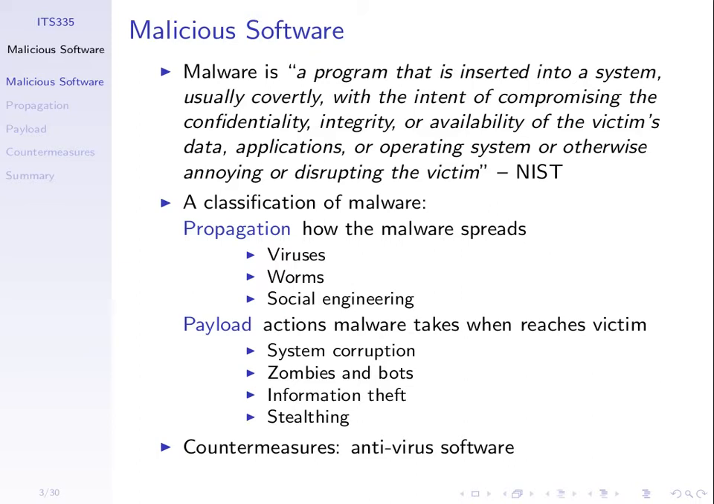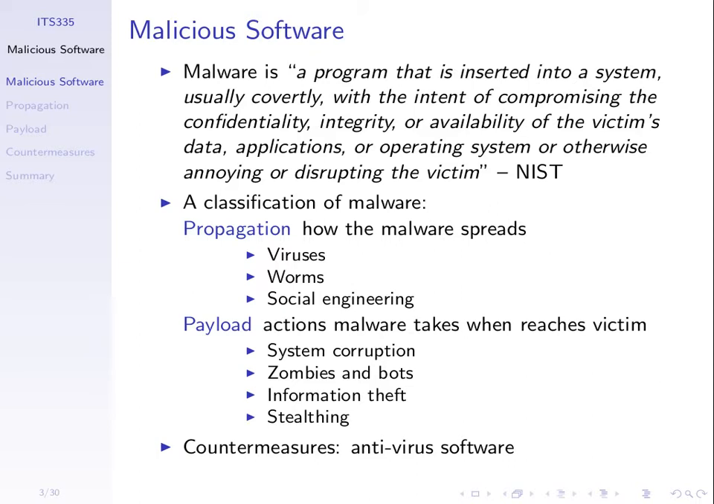A worm, you can think of more as an independent program that finds its own way to spread, like using network connections to copy itself from one computer to another. Whereas a virus attaches to other programs, a worm distributes itself, copying itself, for example, across a network or between computers. Another form of spreading, which we mentioned towards the end of the lecture, was social engineering: tricking someone into doing something malicious on their computer.